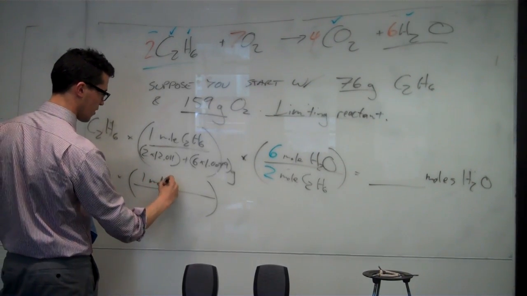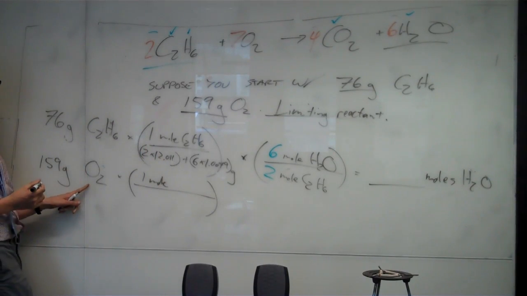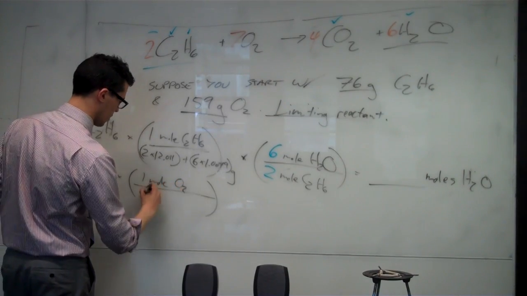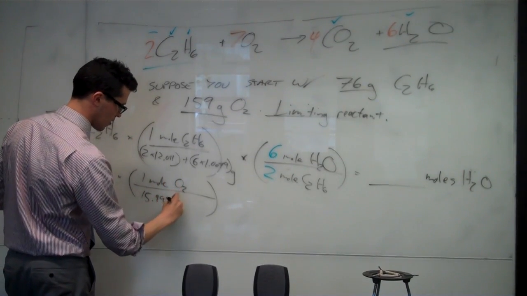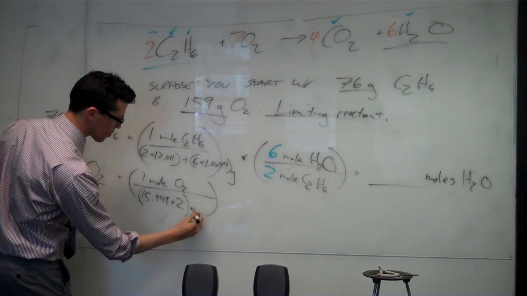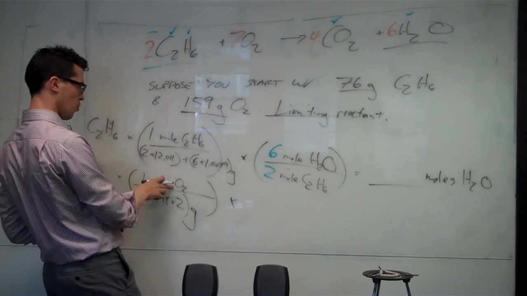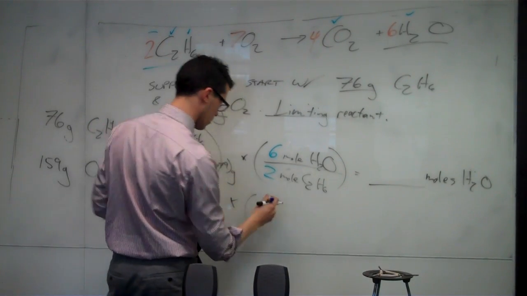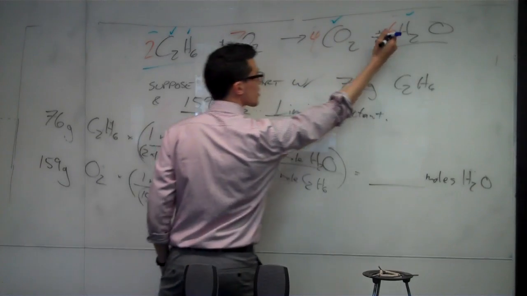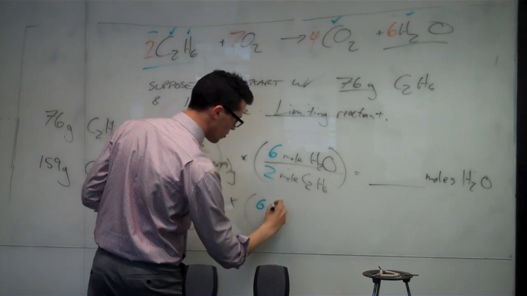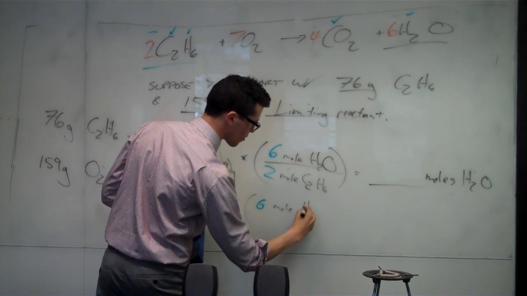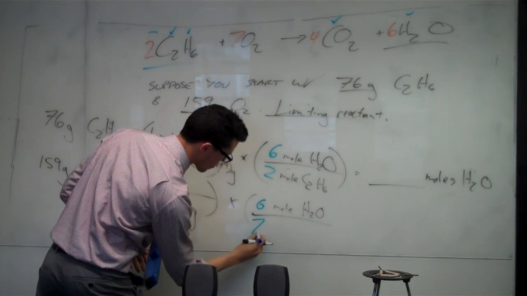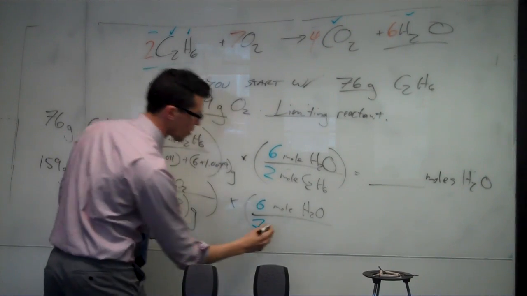I'm going to set it up exactly the same way, except now I'm going to use oxygen. I'm going to convert oxygen into H2O. So 1 mole of oxygen is going to be 15.999 times 2 grams. Now I'm going to turn the mole of oxygen into moles of H2O. So we still have 6 moles of H2O. And how many oxygen? We get 7.